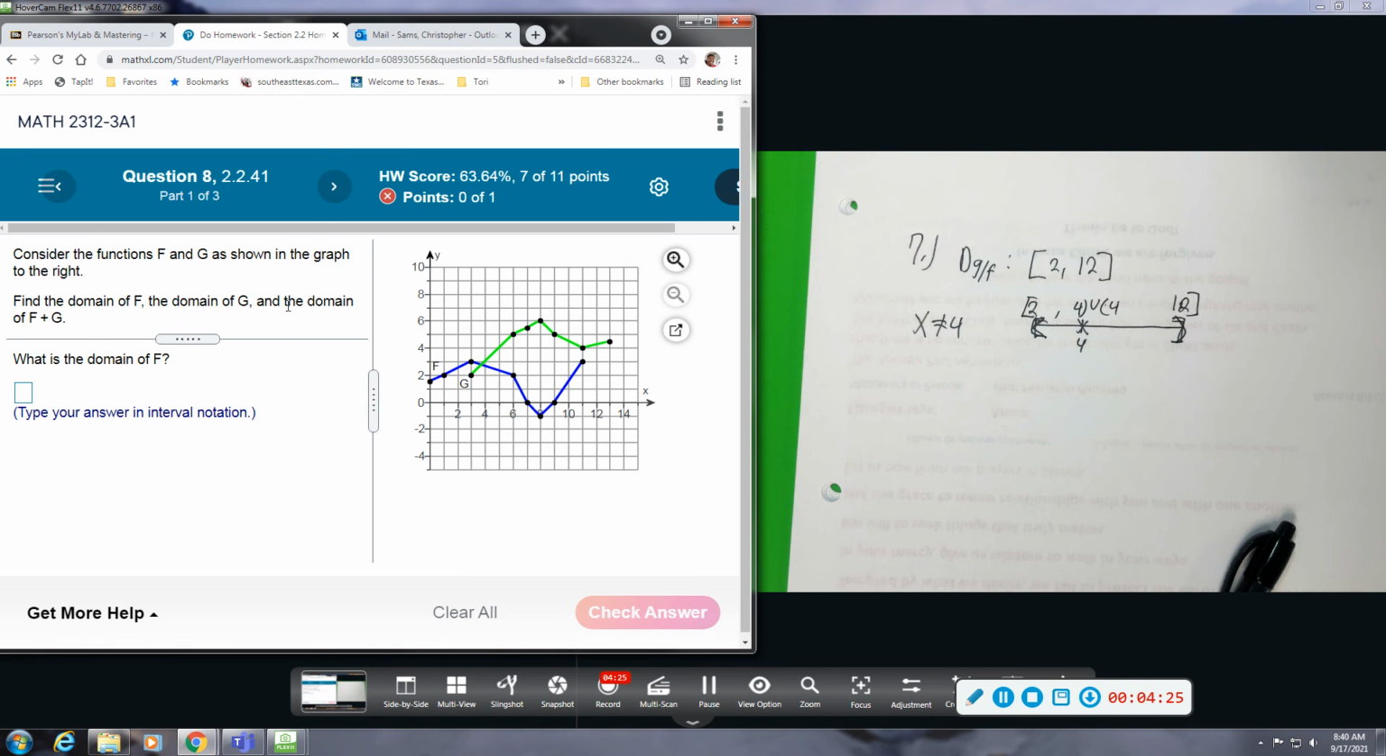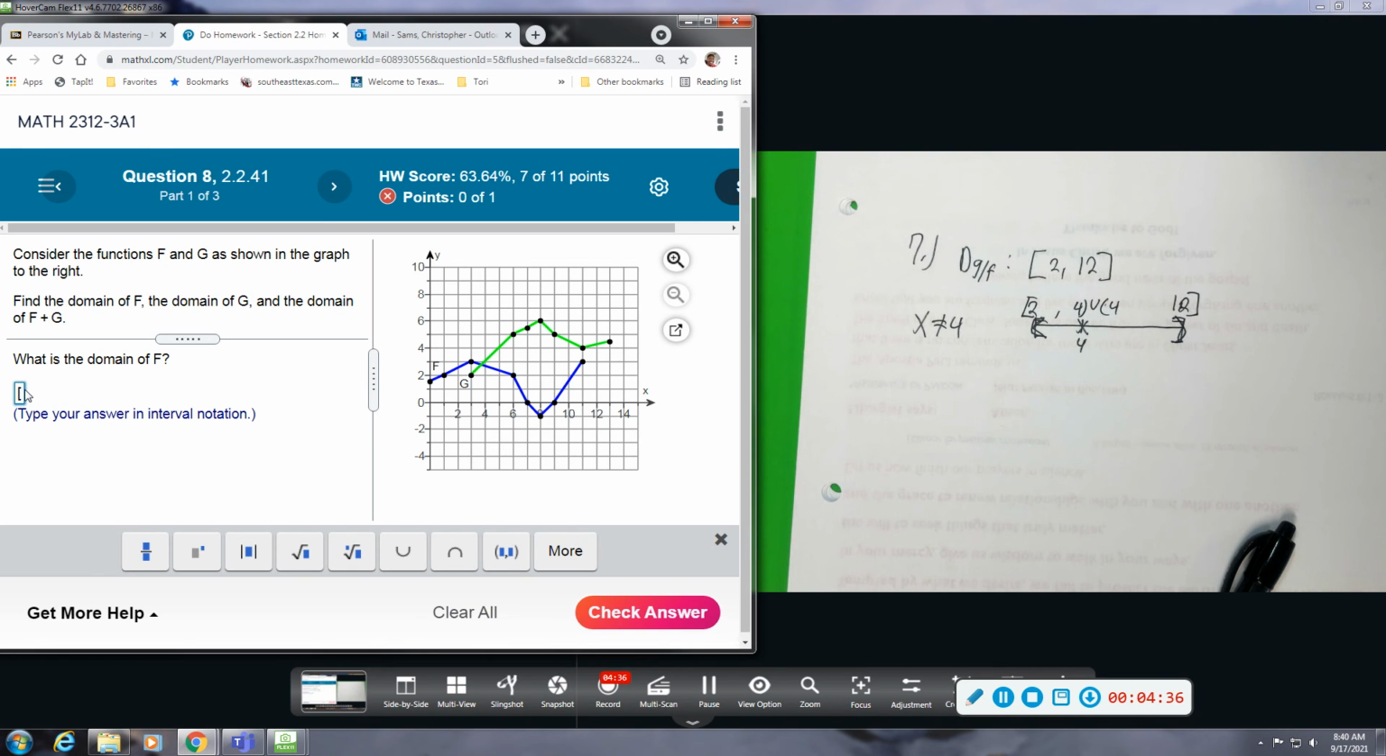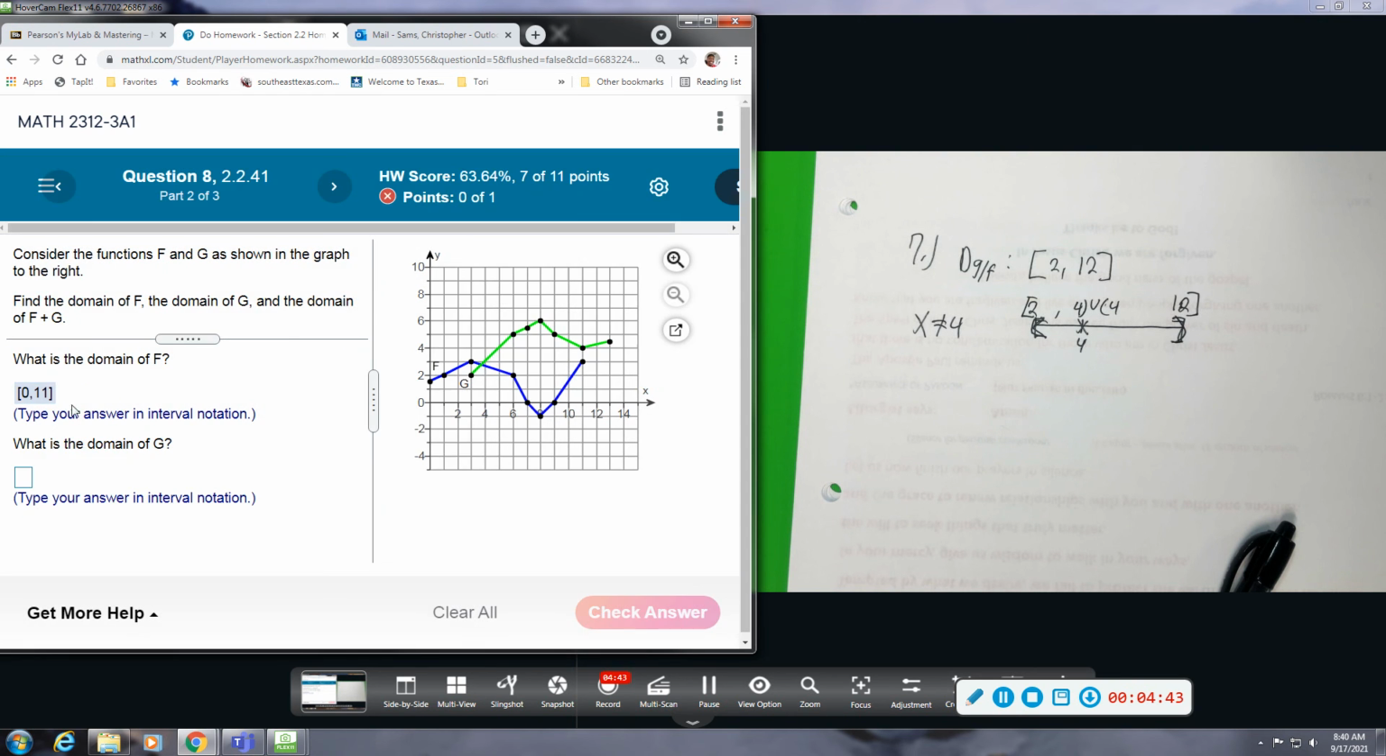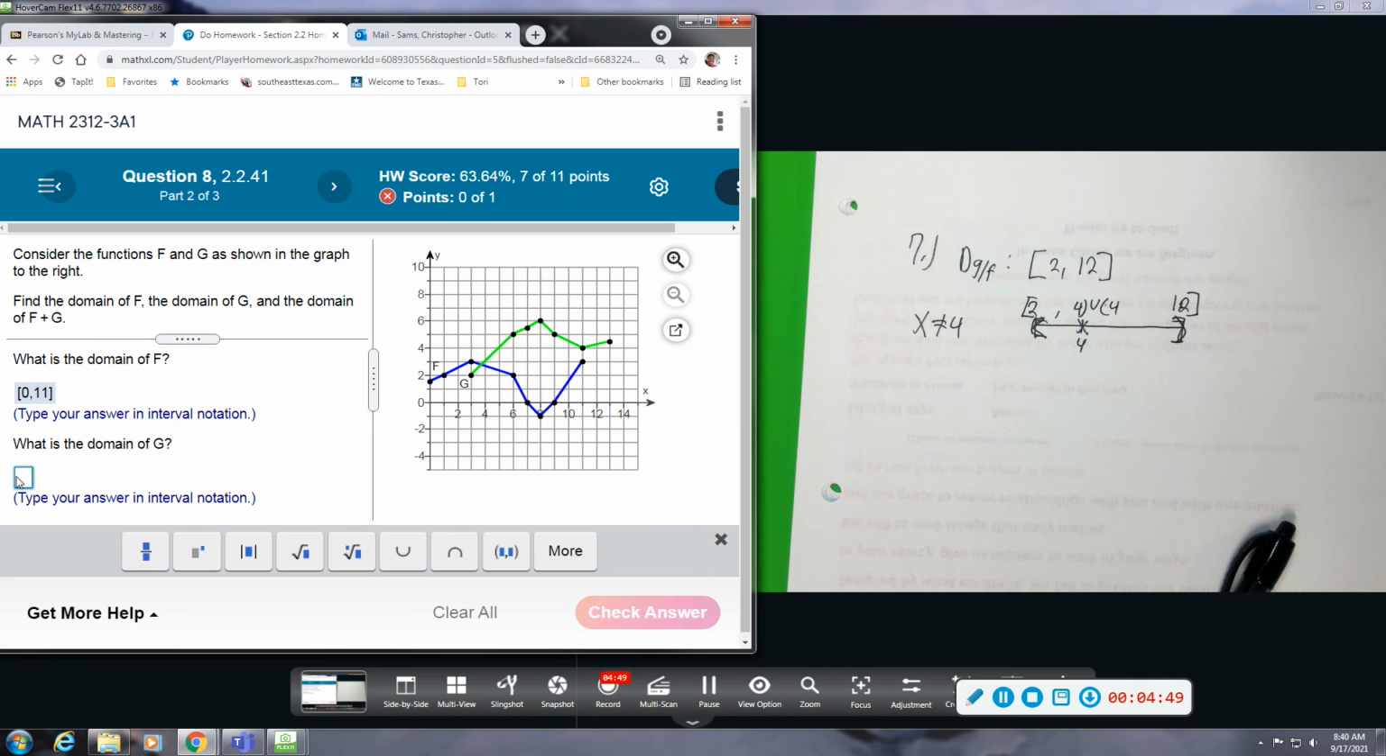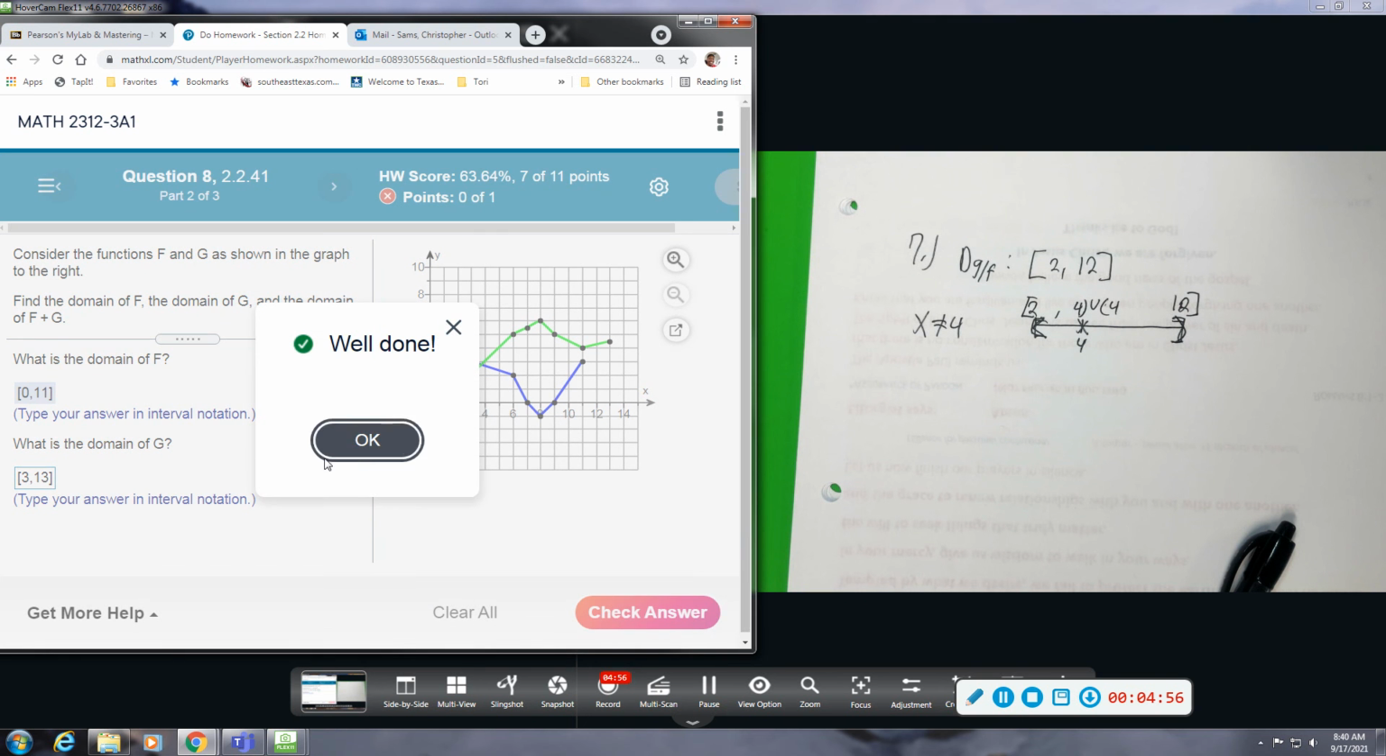All right, and then number 8, again we want to find f, g, and then f plus g. So f starts at x value of 0, goes over to 11. So we're going to go from bracket 0 to 11, close bracket. The g starts at, looks like the x value of 3 and goes all the way over to 13. So bracket 3 to 13, close bracket.